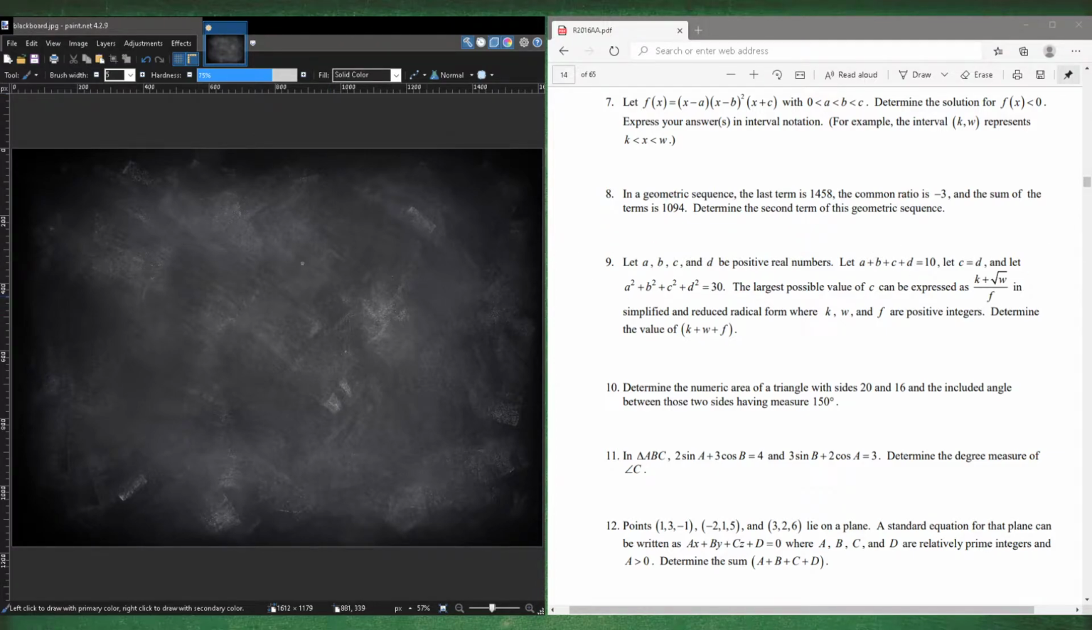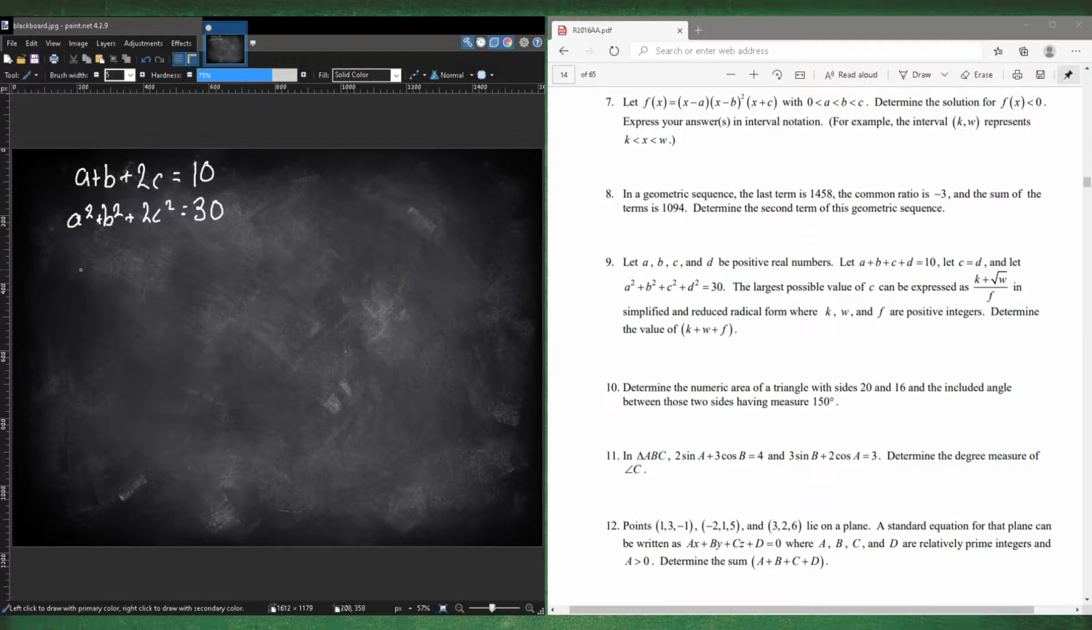Okay, so we know C is equal to D, so let's put that in the equation. So A plus B plus 2C is equal to 10, and A squared plus B squared plus 2C squared is equal to 30. So I just substitute D with C.